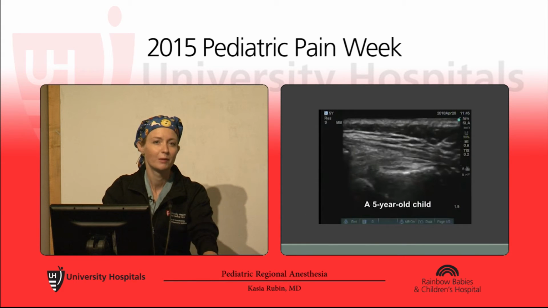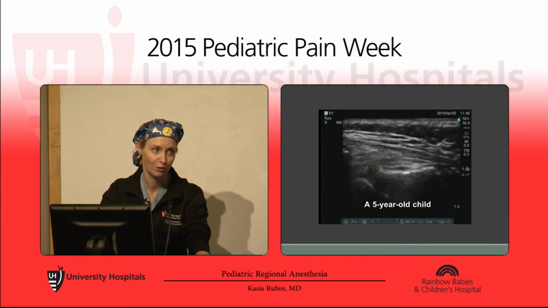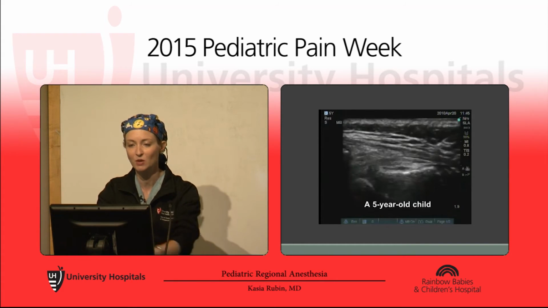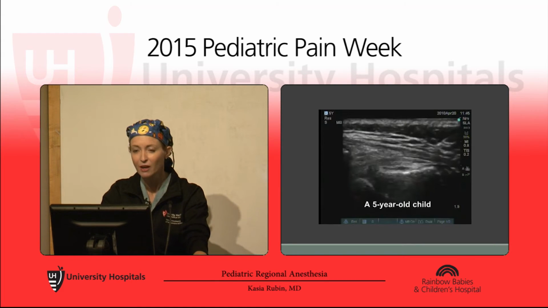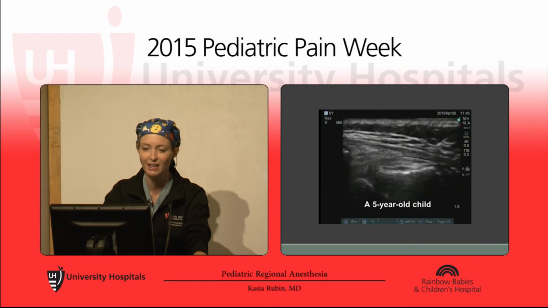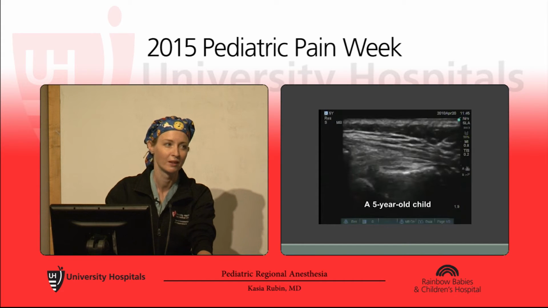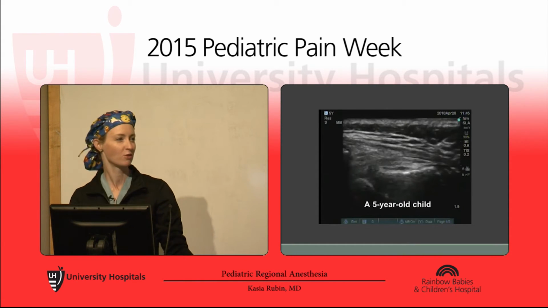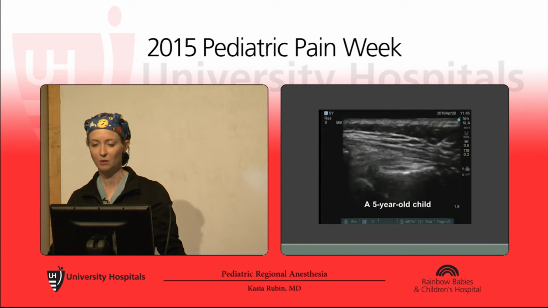Now, in previous slides, 93% of caudals are not done under ultrasound guidance. So this is purely for educational purposes, but you can see that needle coming through, and pretty soon here, there we go. We're going to be injecting the local anesthetic medication. You can see that spread. There's really no indication to be doing these under ultrasound, but it's still kind of neat to be able to see exactly what you're doing.